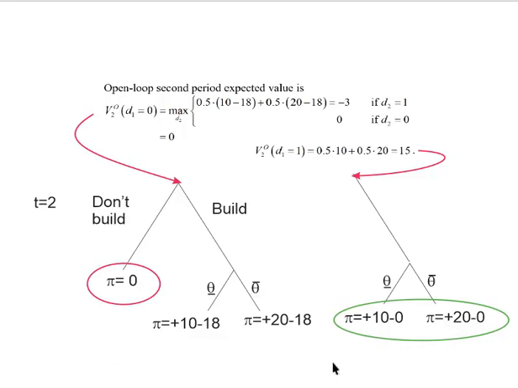If, on the other hand, you have built it in period 1, then there's no choice to be made. You've got a 50% chance of getting a payoff of 10 and a 50% chance of 20, so the average payoff in the second period is 15. So the open loop payoff in period 2, if you've made the choice D1 equals 1, that is, you built it in period 1, is equal to 15.